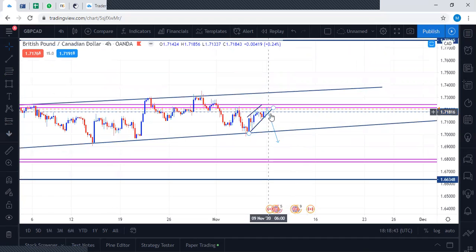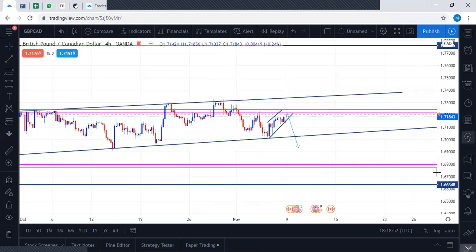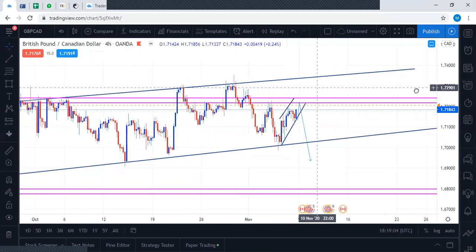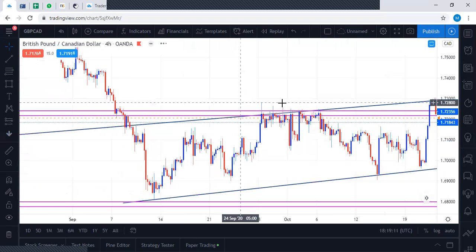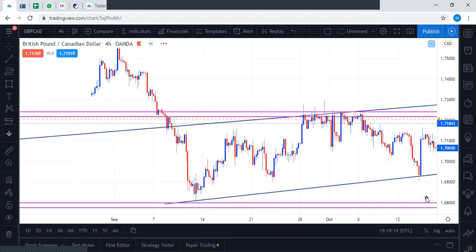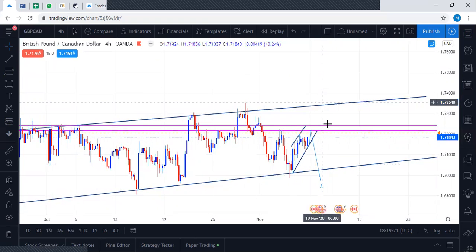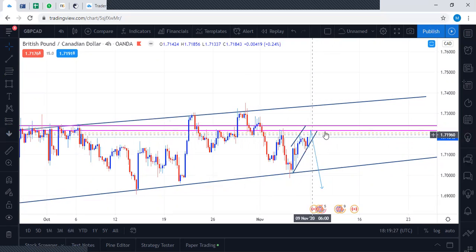So price may come down all the way here to a major support level, which is the beginning of the ascending channel. For buys, I'm just chilling. I'm not looking to take any buys on pound CAD because I do not see any nice opportunity, but price can just decide to continue respecting this ascending channel into the future. So let's see how price reacts here.